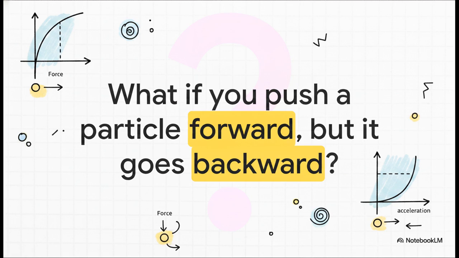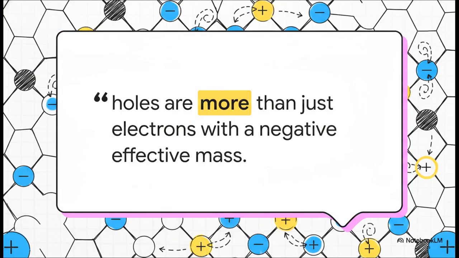Seriously, an electron with negative mass responding to a positive force will actually accelerate in the exact opposite direction. So to keep from completely losing their minds over negatively charged particles that inexplicably accelerate backwards, physicists came up with a really elegant workaround. They invented holes.